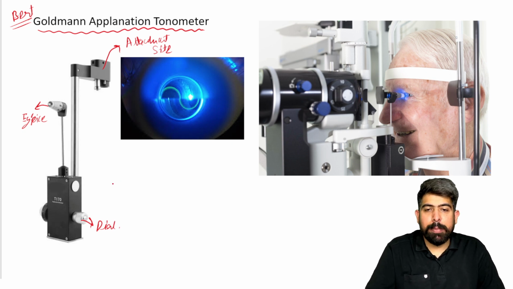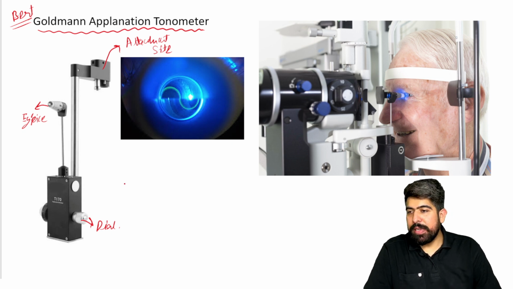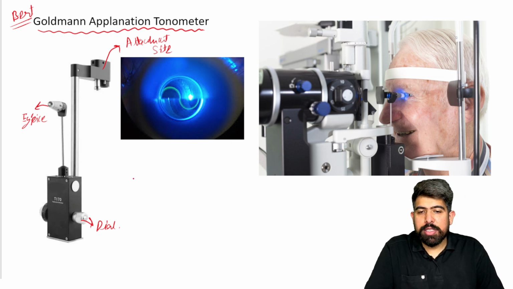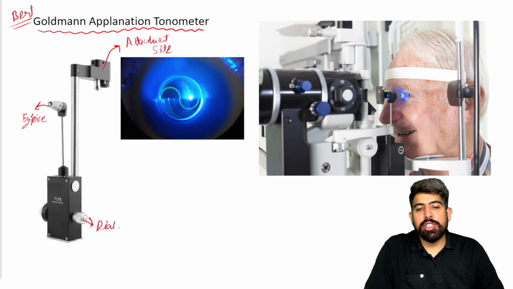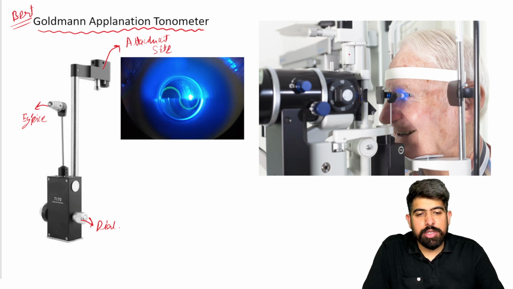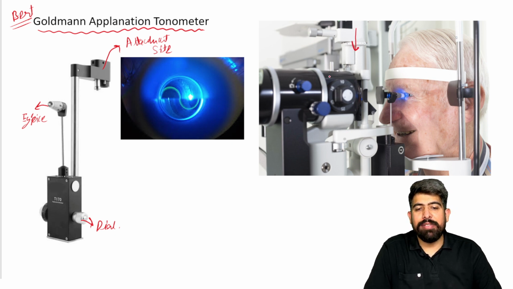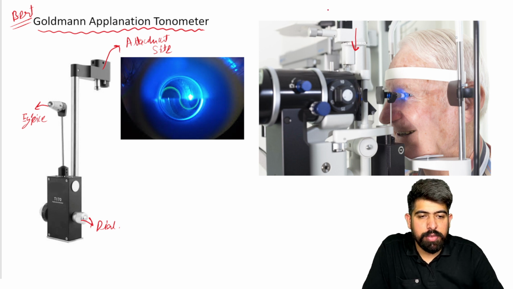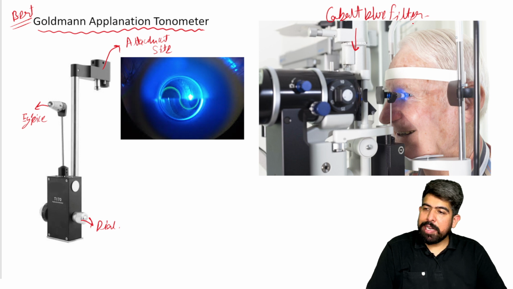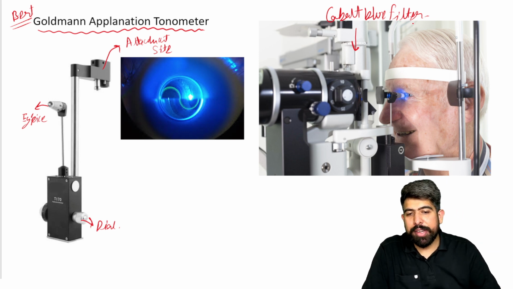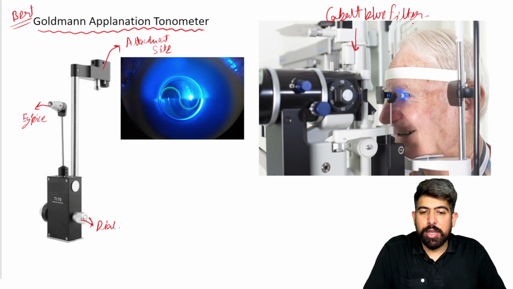Now, what is the meaning of attachment site? This Goldmann applanation tonometer is not used individually. So how do we use it? We attach it to the slit lamp biomicroscope. You can see here it is attached to the slit lamp biomicroscope, and we use the light source and put in the cobalt blue filter. Which filter? The cobalt blue filter, which is available only in the slit lamp biomicroscope. We put the filter in the light source, so the light is converted into blue color.